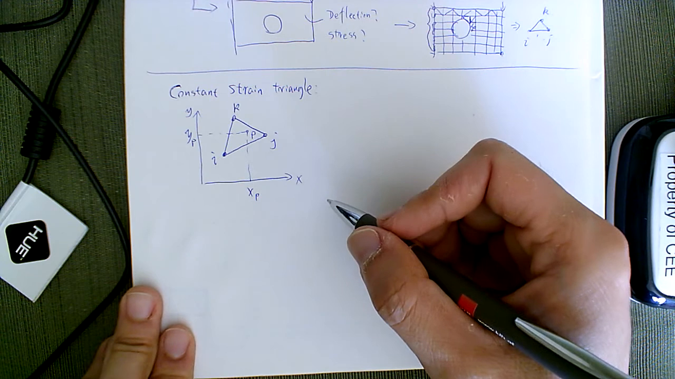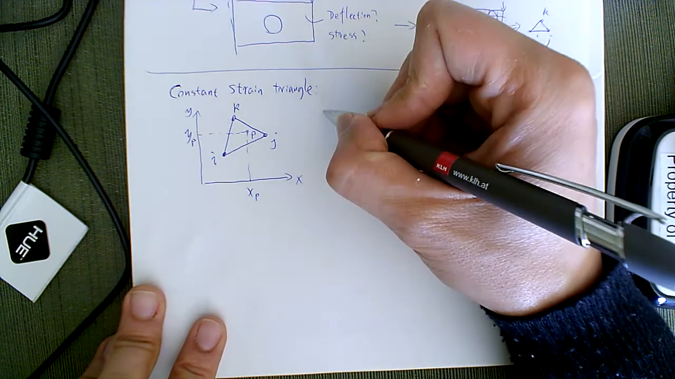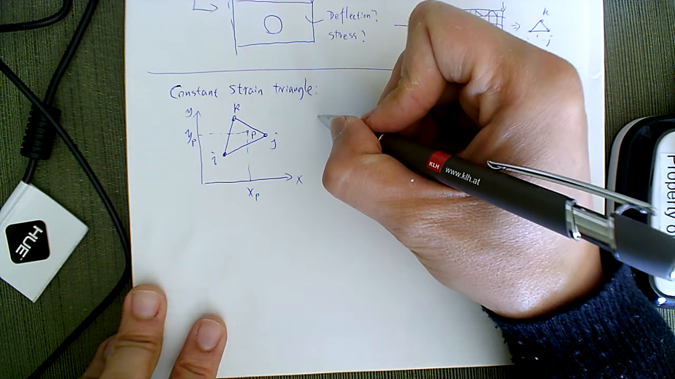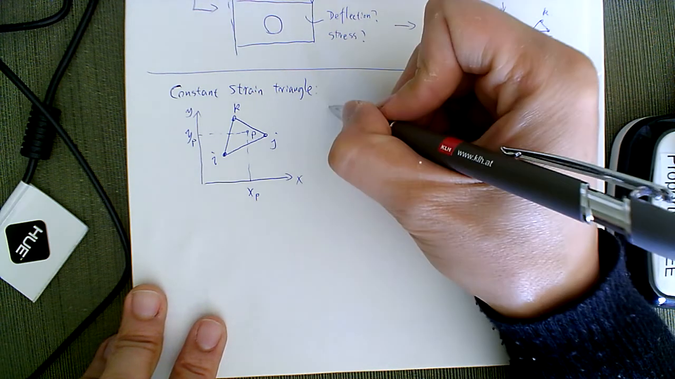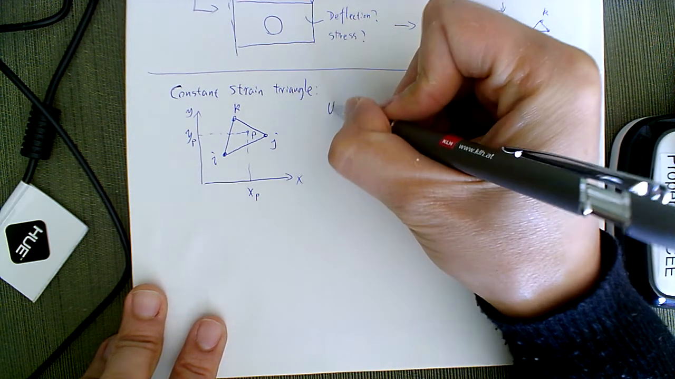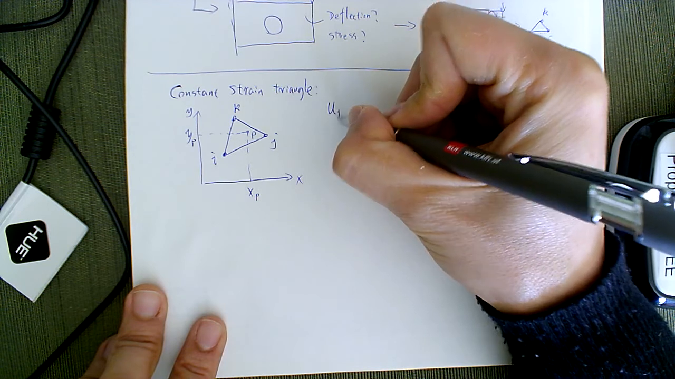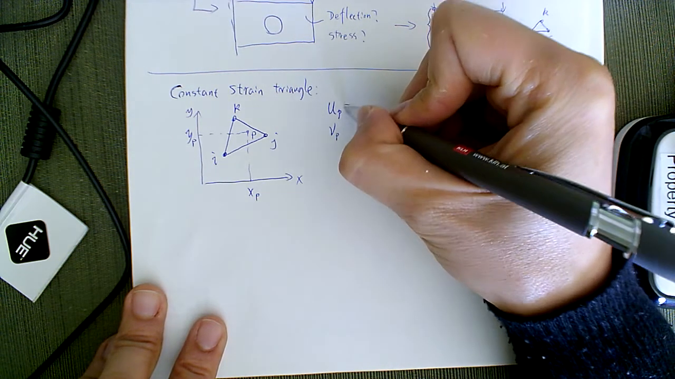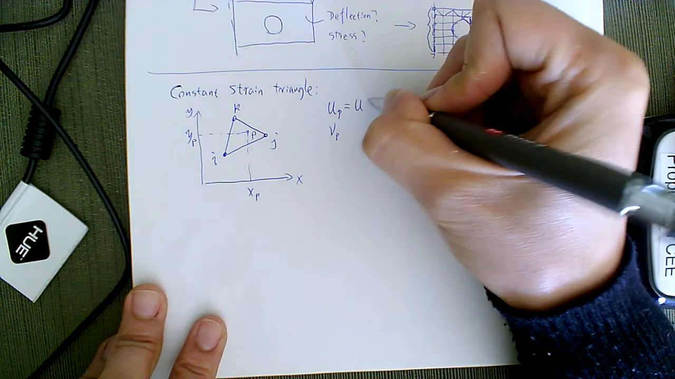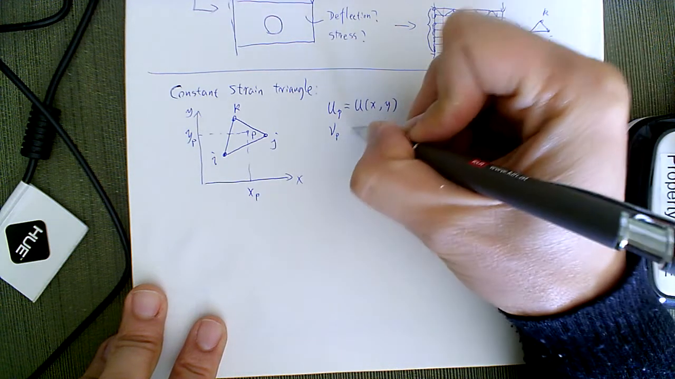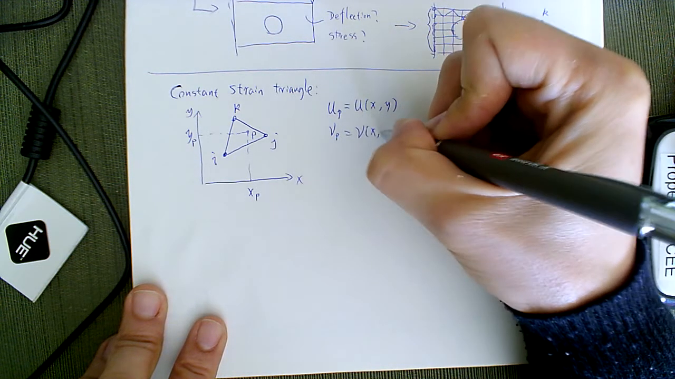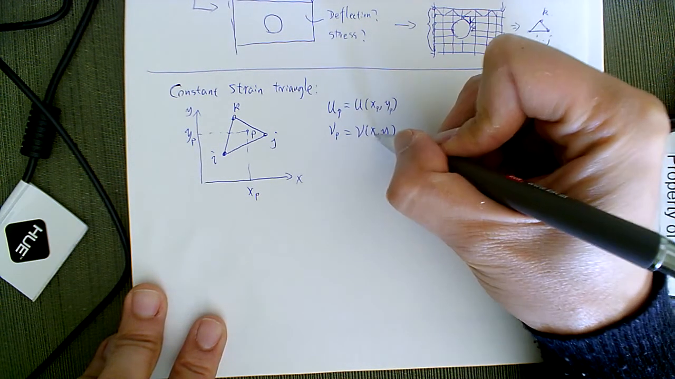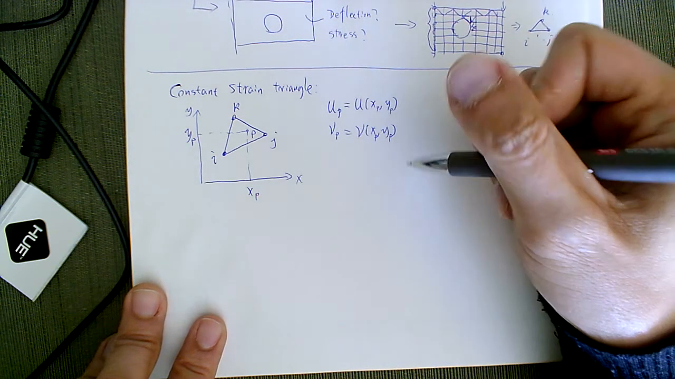Then we're gonna say, can we find a function? It's a 2D problem, so the point P can move in 2 directions. So uP, okay, and vP. Can we find a function of x and y such that if we plug in the coordinates of P in there, it's gonna give me how much it moves?